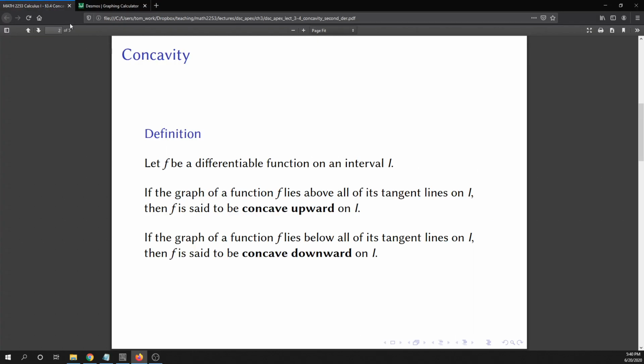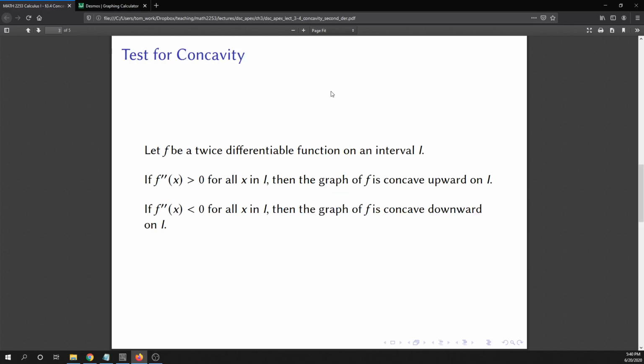So what we want to be able to do is to determine the intervals on which a function is concave up and the intervals on which a function is concave down. So that's pretty straightforward. If the function has two derivatives on the interval I, if the second derivative is positive for all x in the interval I, then the graph of f is concave up. So positive second derivative on the interval means that the graph is concave up, and if the second derivative is negative or less than 0 for all x in the interval I, then the graph is concave down.